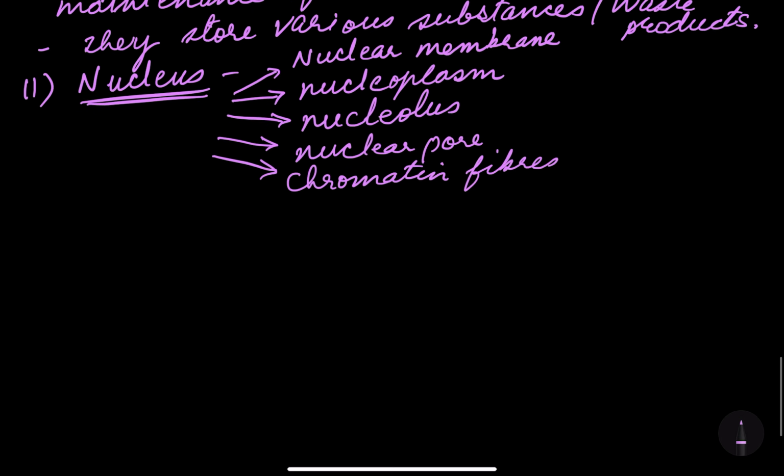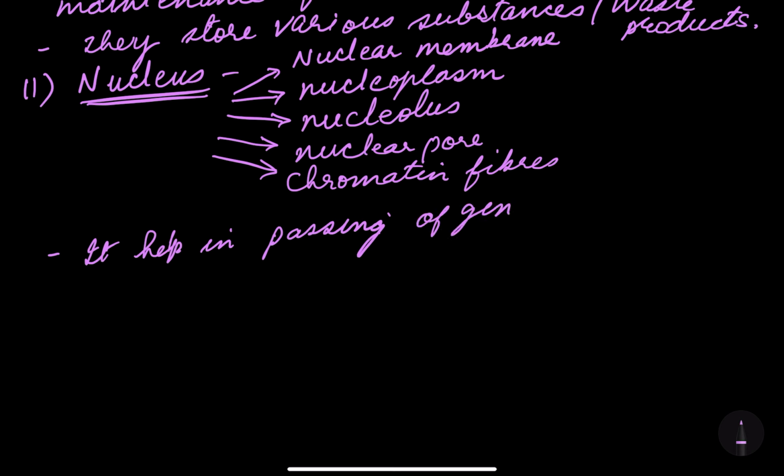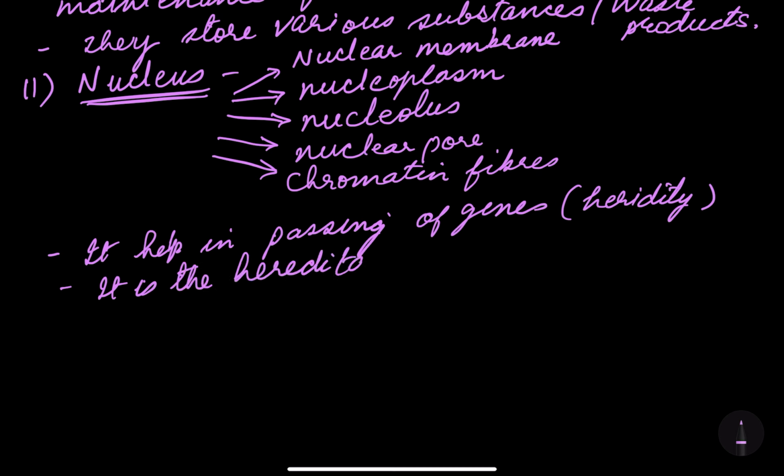Now when we talk about the nucleus, one major function of nucleus is that it helps in passing of genes from parents to offsprings, or you can say heredity. It's the hereditary material of the cell, right? Without a nucleus, a cell can neither survive nor show any specialized action. You can say it is the hereditary unit of a cell.